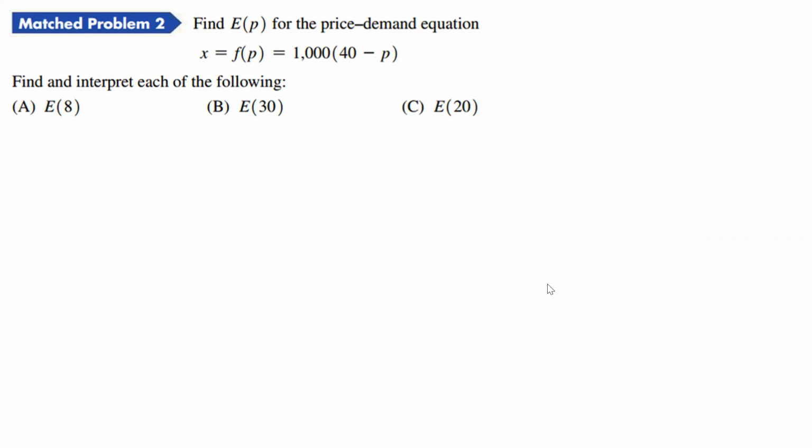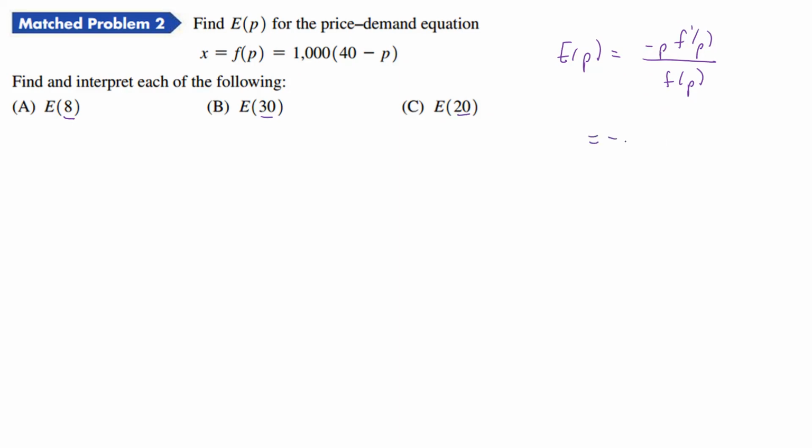If we remember, E of P, which is what we're supposed to calculate, is negative P times F prime of P divided by F of P. Depending on whether it's between 0 and 1, greater than 1, or equal to 1, it's a different case. So first we need to find this equation. And after that, we need to plug in three values for P: P equals 8, P equals 30, and P equals 20.